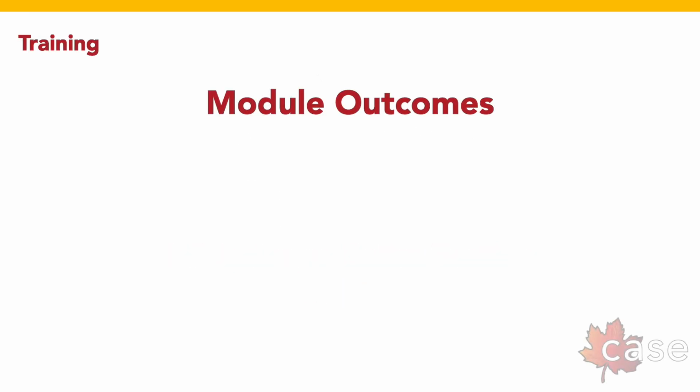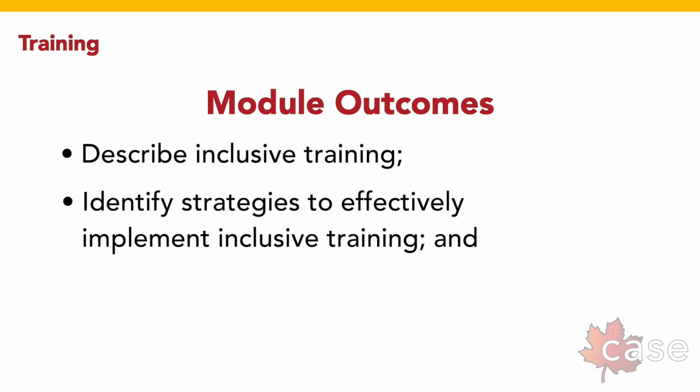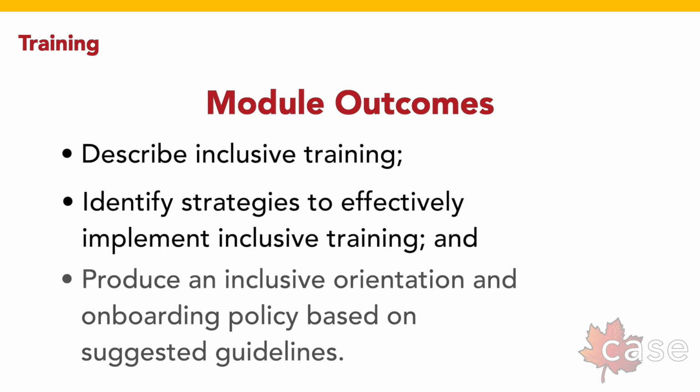Module outcomes. In this module, we will describe inclusive training, identify strategies to effectively implement inclusive training, and produce an inclusive orientation and onboarding policy based on suggested guidelines. People who are experiencing a disability are still discriminated against by segments of society and in the workplace. Many employers do not provide inclusive training, which puts them at legal as well as ethical risk.